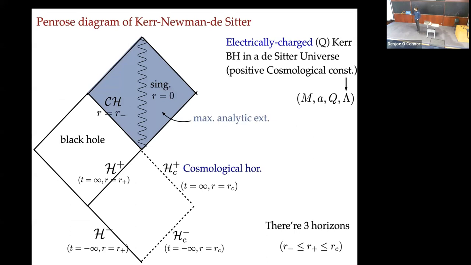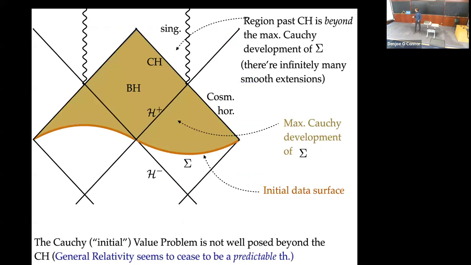The Penrose diagram looks the same. The only difference is that what we call future null infinity is now the cosmological horizon. Now we've got 3 horizons: the Cauchy horizon, the event horizon, and the cosmological horizon. So now we're going to look at what's happening inside the black hole. I've extended that kind of diagram to the left as well, which gives the maximal analytic extension.